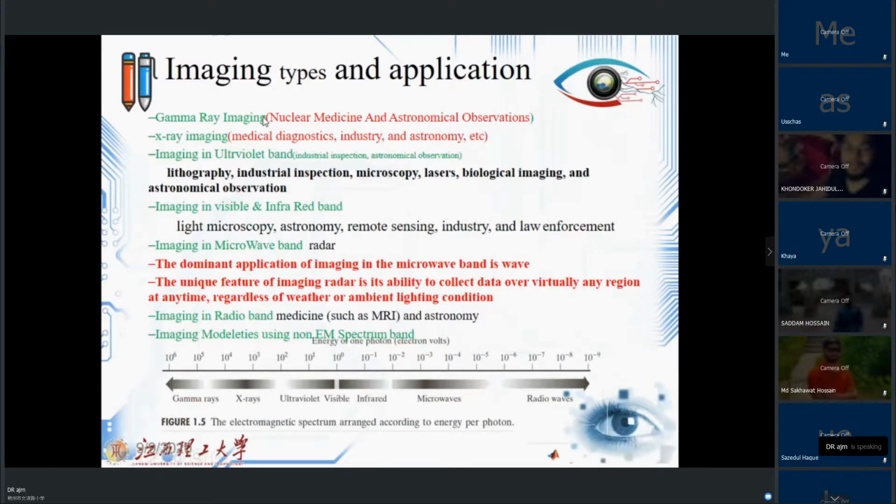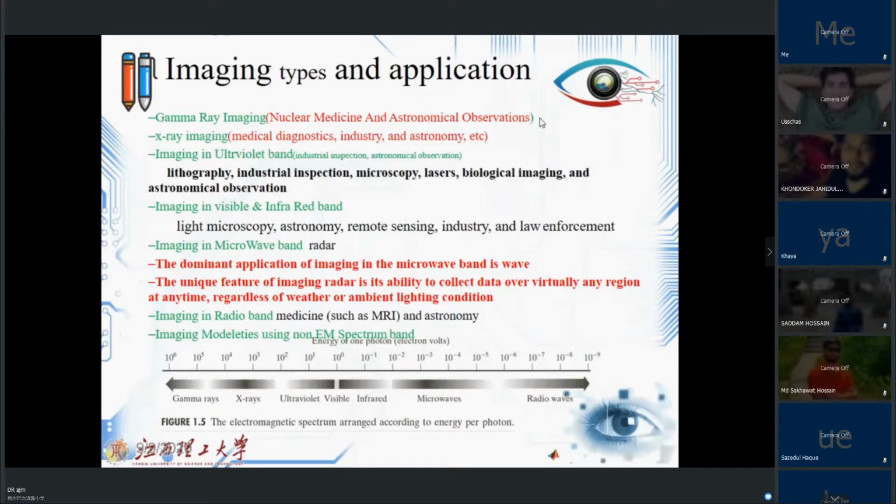We have gamma ray imaging, which is applicable in nuclear medicine and astronomical observation. We have X-ray imaging, which is used in medical diagnostics, in astronomy, in checking pipes, in checking welding cracks, and in understanding the depth of corrosion or any defect on metal, plastic, or any other product. Maybe you are eager to know that even when they make an airplane, they do X-ray imaging to see the body of the airplane and check whether there is any crack.